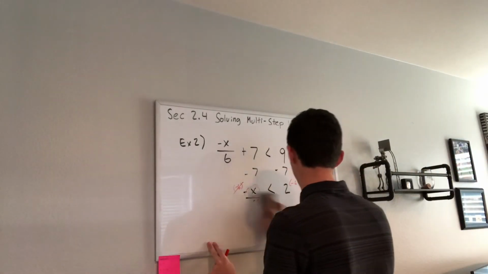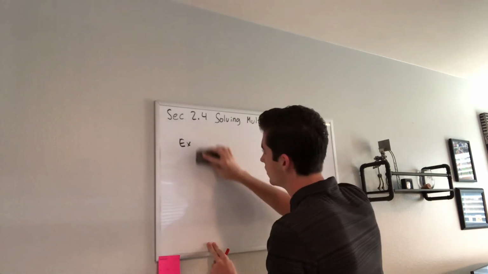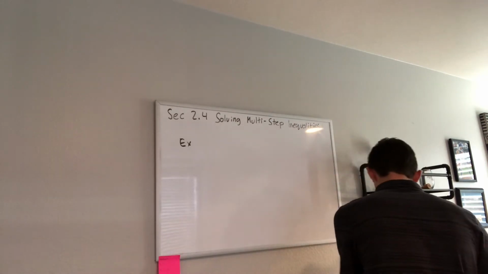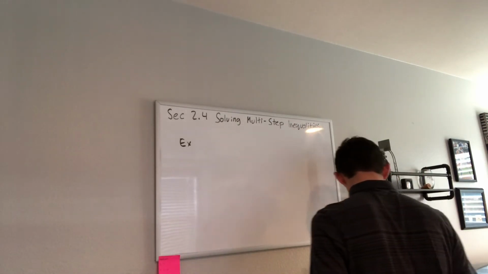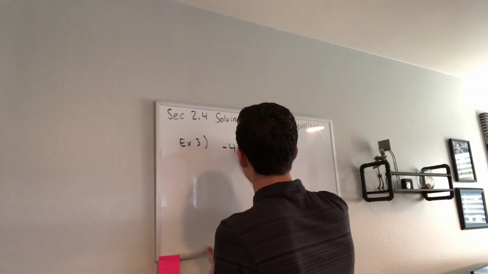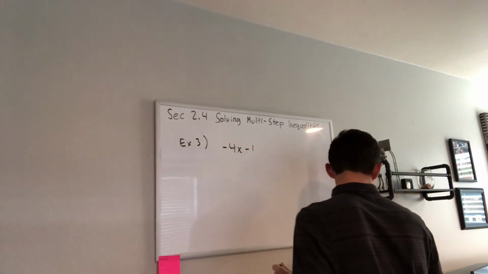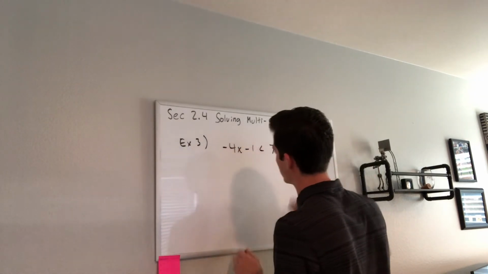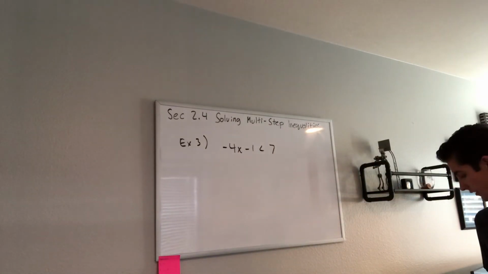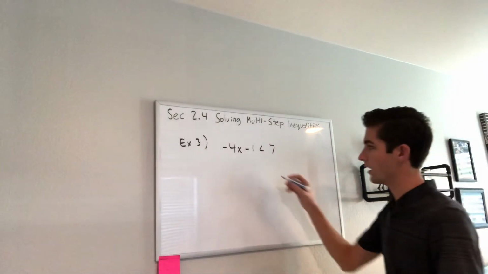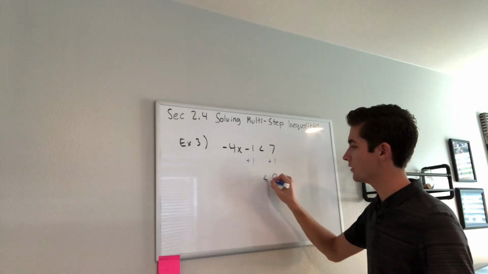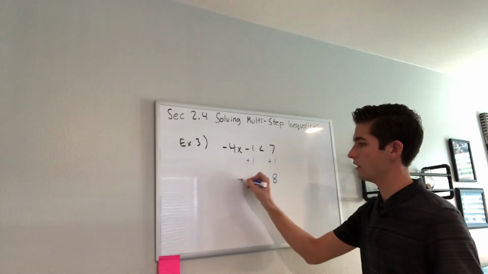So the next one, we have example 3. We have negative 4x minus 1 is less than 7. So again, our first step is to isolate our x. We're going to want to add 1 to both sides. This is going to give us 8. In this, we bring down negative 4x.